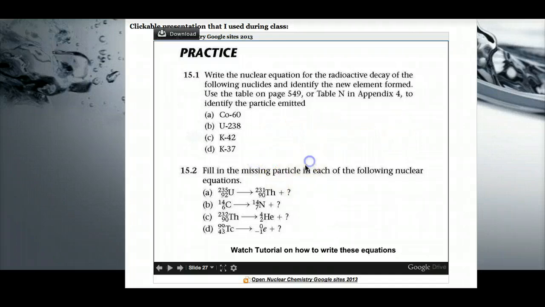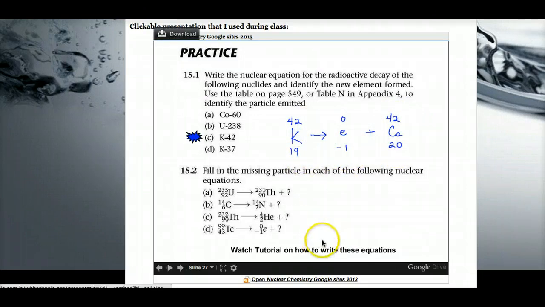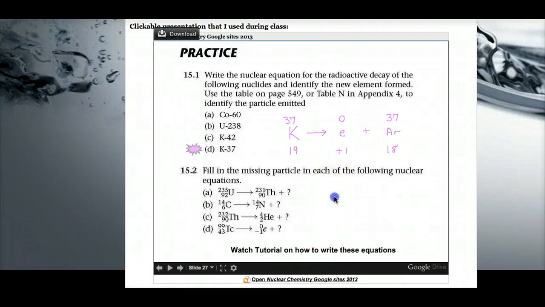Click on it again, do the next one, K-42. Look on Table N, it gives a beta particle. I can figure out that this is calcium-42. Again, 42 plus 0 is 42. 20 plus negative 1 is 19. You can click right through my website. You can click right through this presentation to watch the tutorial. I'm just going to click through these, and you can just go through at your leisure.